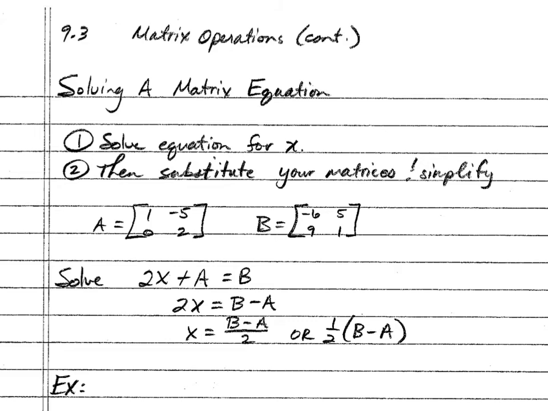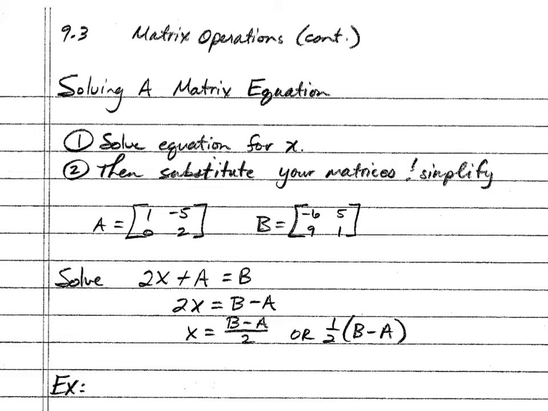Okay, so I've given you two matrices here. A is 1, negative 5, 0, and 2. B is negative 6, 5, 9, and 1. And what I want you to do is find x for 2x plus A equals B. Okay, so one of the first things we're doing here is we're solving the equation for x. So I subtracted A, and then I divided by 2.